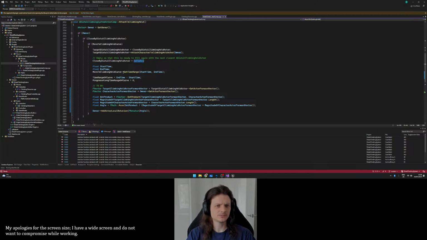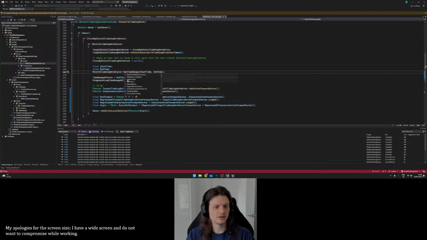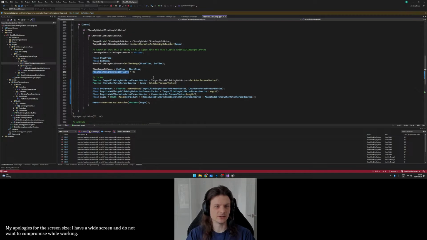Then it gets a time range from the curve. And then it says the time range of curve is the end time minus the start time. Okay. Is there not a get length or something? Surely there's a get length. Right, well, fine. And then it says that the progress along that curve is 0. Okay. And then, to do. Okay.